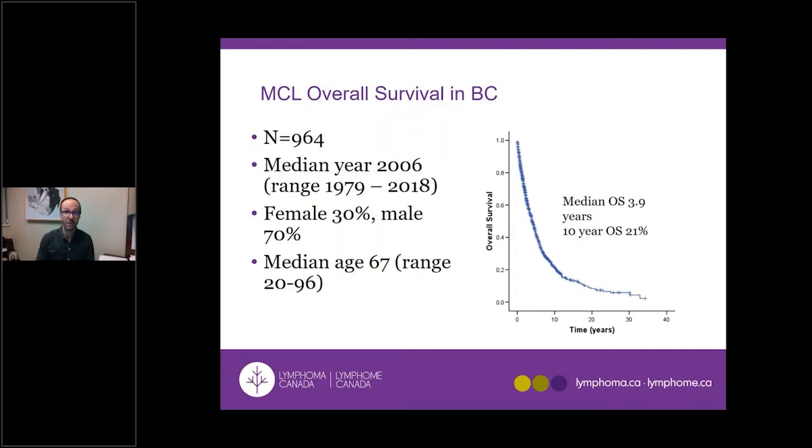Now, I don't know what you are thinking at home, but to me, these numbers don't look very good. This just shows you the biology of mantle cell lymphoma. It just shows you that patients with mantle cell lymphoma don't do as well as potentially patients with aggressive lymphomas like Hodgkin lymphoma or diffuse large B-cell lymphoma. Now, that's the bad part.